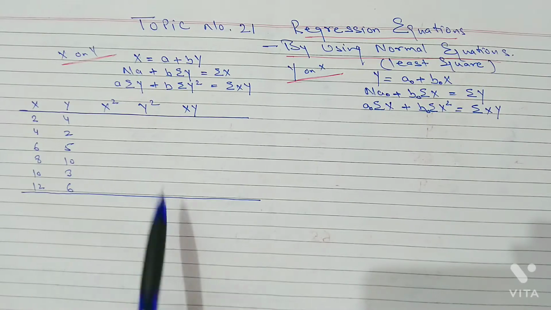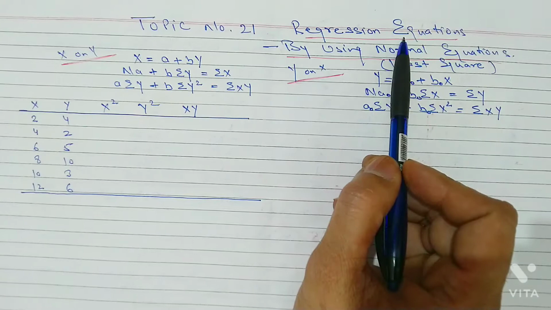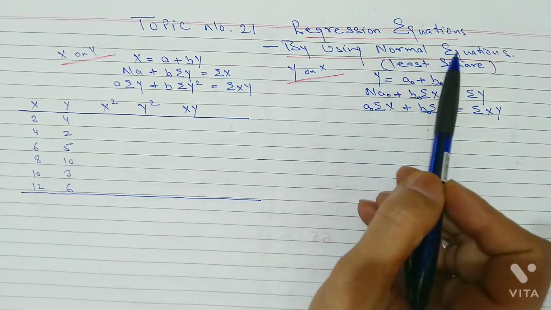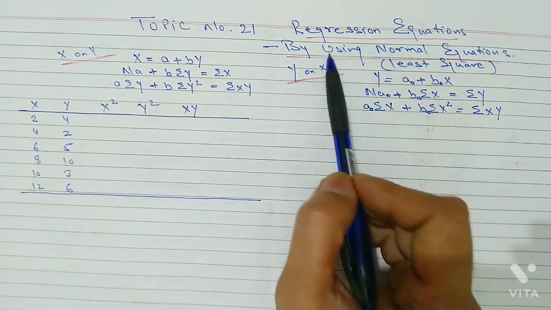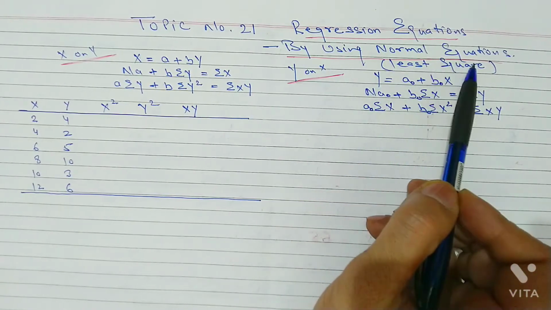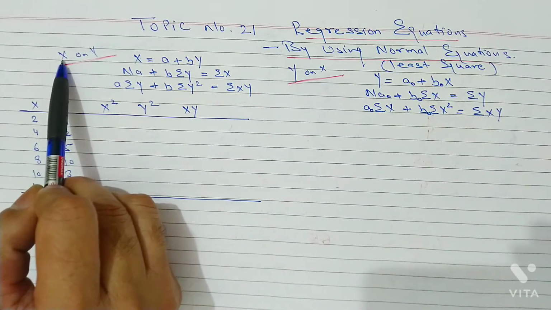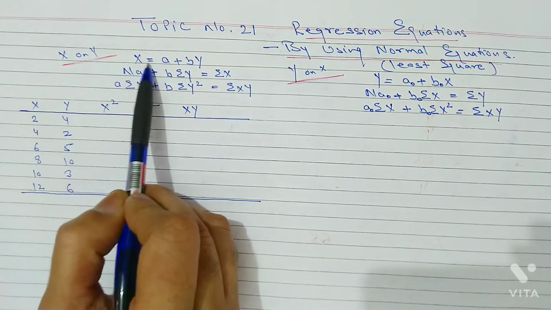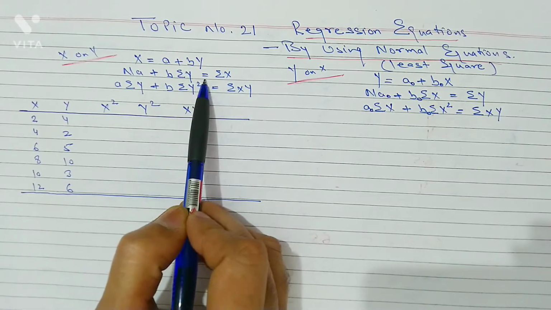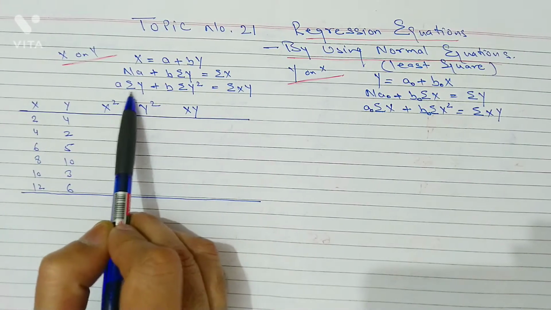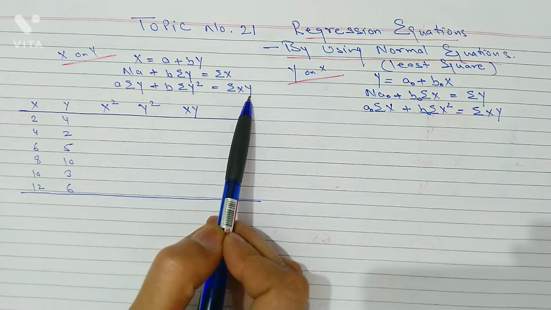Hello students, our topic number 21 is to find regression equations by using normal equations or by least square method. Using normal equations and the least square method is the same thing. The formula for the regression equation of x on y is x equals a plus b y, with normal equations n a plus b summation y equals summation x, and a summation y plus b summation y square equals summation xy.